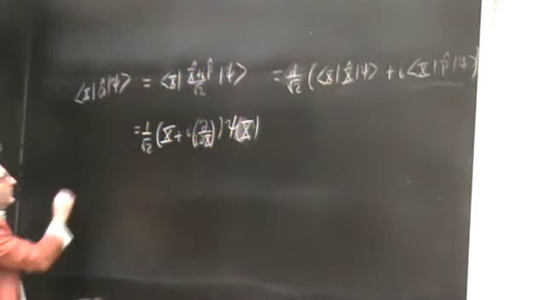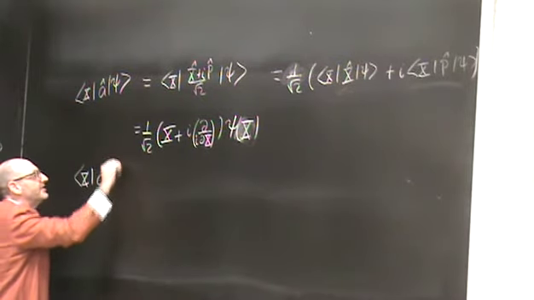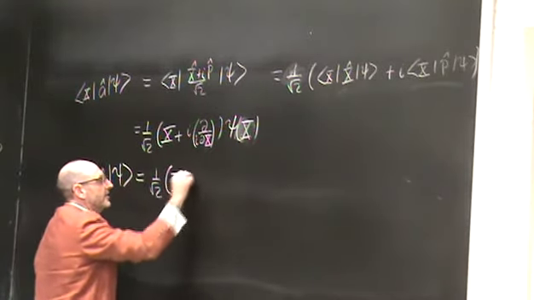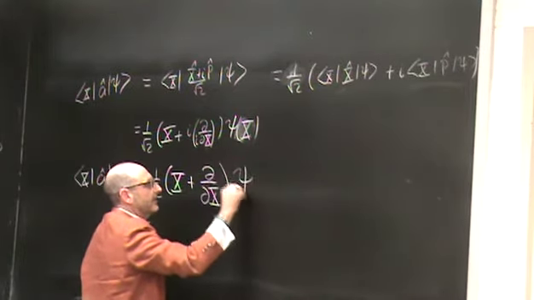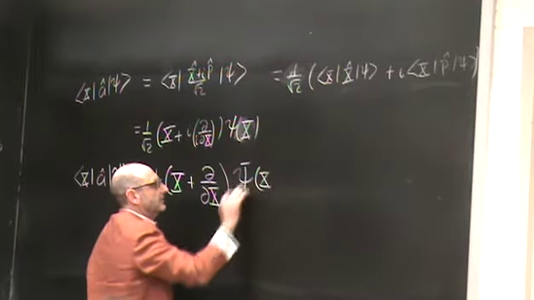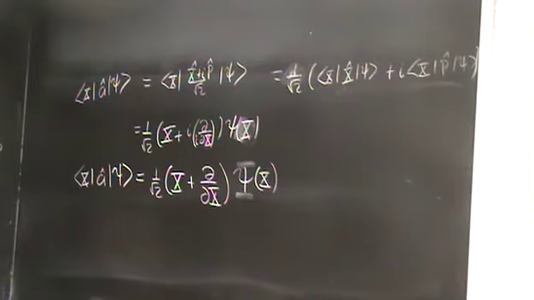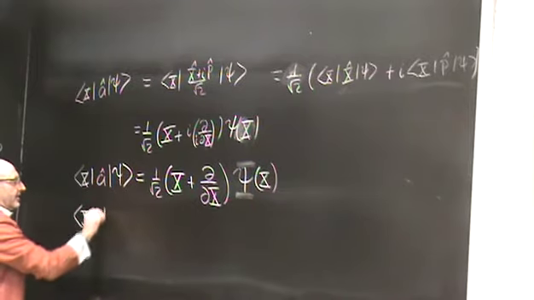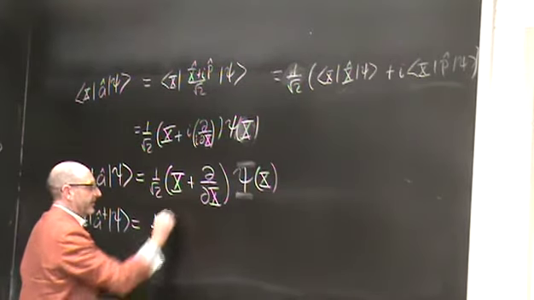Okay. So in the position representation, the annihilation operator acting on the wave function is x plus the derivative with respect to x. And of course, a dagger is just the adjoint of that, and the adjoint of the derivative is minus the derivative.